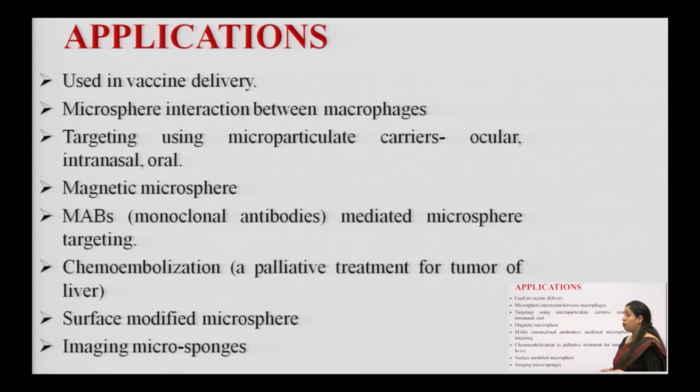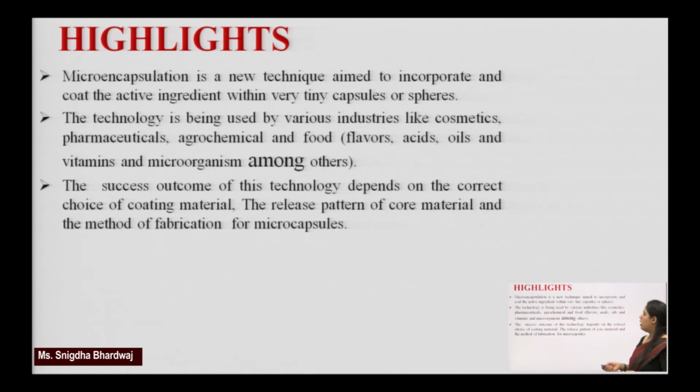Surface modified microspheres, we can have gold, silver, copper coating onto the microsphere surface. Imaging microsponges, these are the advanced form. So, highlights are: microencapsulation is a new technique to coat the active ingredient. This technique is being used by various industries to encapsulate or to make fragrances, food industries, pharmaceuticals and other industries.